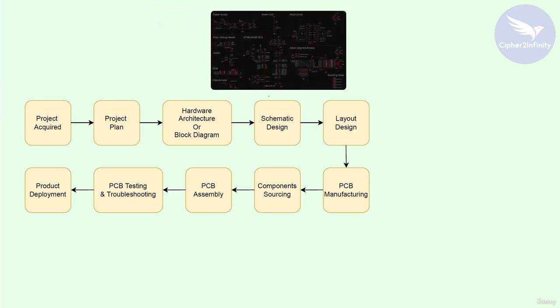After that, the next phase is schematic design. In this phase, the hardware design engineer does the detailing of the different blocks present in the block diagram. For example, if there is a power supply block, then in this phase the hardware design engineer creates the schematic for the power supply. He decides what type of IC will be present in that block, and what the different components connected around that IC will be. All that decision is taken in this phase.